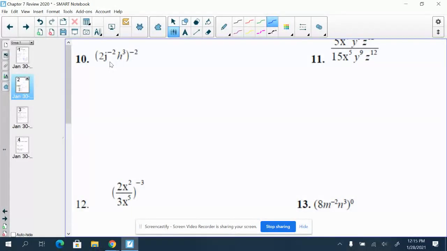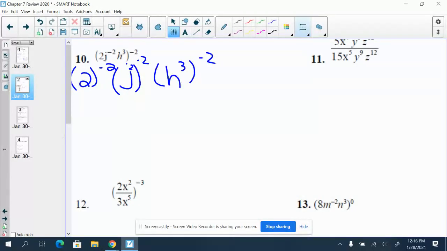Okay, so for number 10, you're going to take all of these to the negative second power. So there's a couple different ways of doing it. I'm just going to rewrite it to begin with. So you have 2 to the negative second, j to the negative second to the negative second, and h to the third to the negative second.